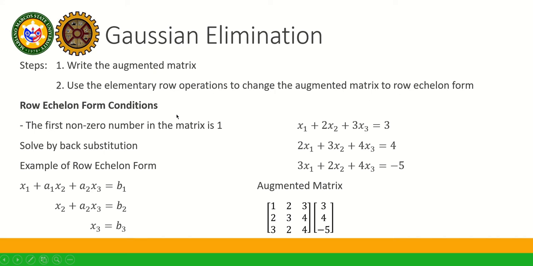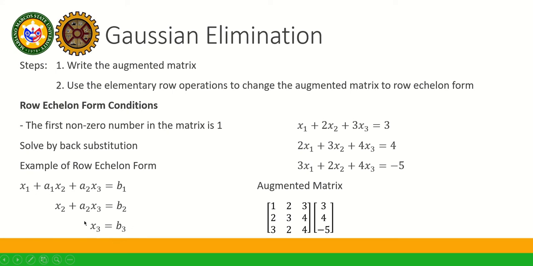So, ano ba yung row echelon form? So, the row echelon form conditions, the first non-zero number in the matrix must be 1. Okay, kasi kung hindi, we can interchange rows para maging 1 lang yung first non-zero number natin sa matrix. Okay? And then, solve by back substitution. So, an example of row echelon form will be like this. Okay? So, back substitution tayo.